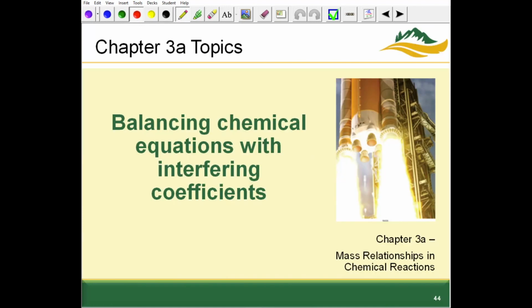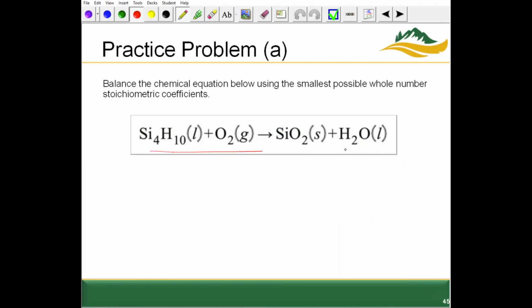Now that equation that we just went through was with non-interfering coefficients. So we're going to go through another example, but with interfering coefficients. It gets a little bit trickier, but we're still going to follow those same steps. Let's take this reaction equation and add in coefficients to balance this.